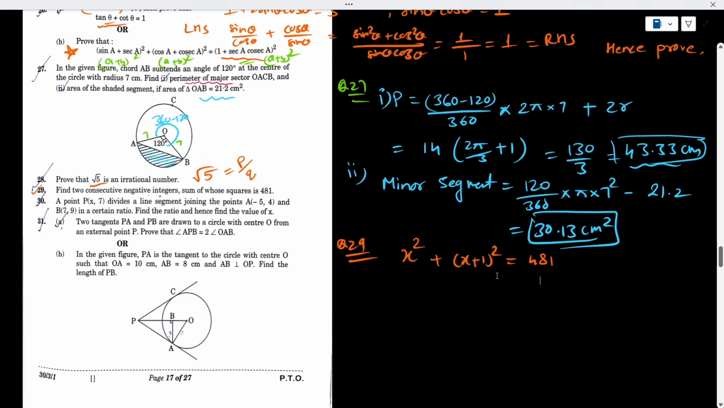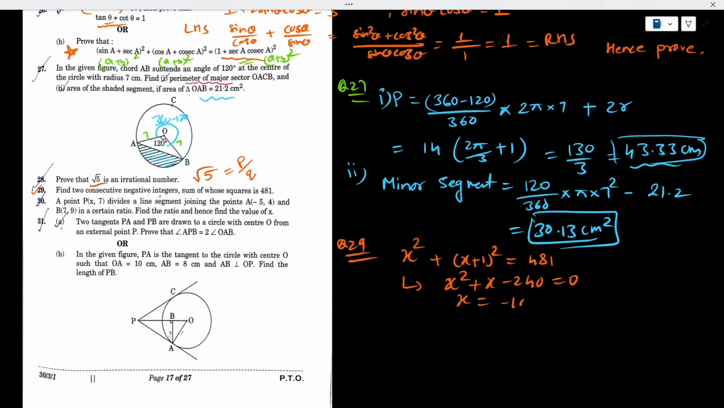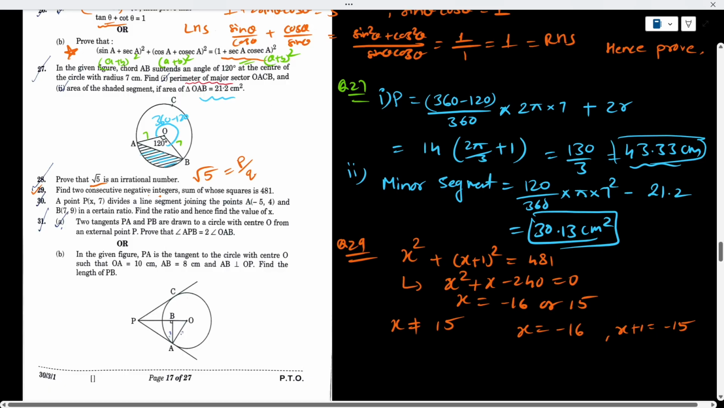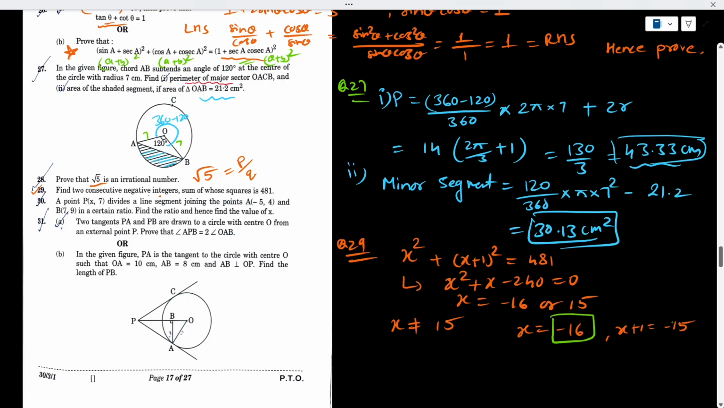Now how are you going to solve this question? You will simplify, you will get a quadratic equation. So your quadratic equation in simplest form will be x square plus x minus 240 is equal to 0. If you simplify, you will get x as minus 16 or plus 15. Now x cannot be equal to plus 15, because in the question they have given that it has to be negative. So it will be minus 16, and then x plus 1 is going to be minus 15. So your two consecutive negative integers are going to be minus 16 and minus 15. So your answer of this question is minus 16 and minus 15.